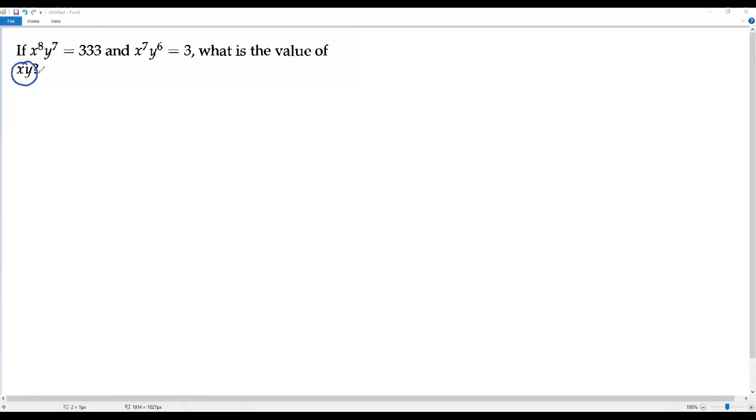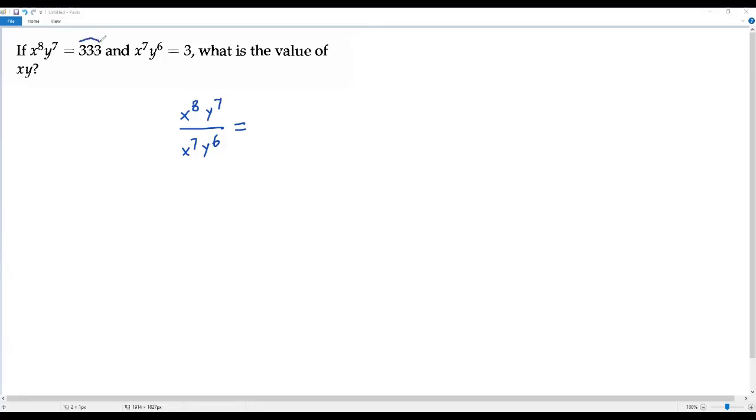Now to get the value of this x times y, I am going to divide the first equation by the second equation. Whenever I divide two equations, I have to divide the stuff on the left side and I have to divide the stuff on the right side. Since I am going to divide the first equation by the second equation, I am going to divide the stuff on the left side in the first equation by the stuff on the left side in the second equation. Then I am getting x to the 8th power times y to the 7th power divided by x to the 7th power times y to the 6th power. And also the same thing we have to do on the right side.